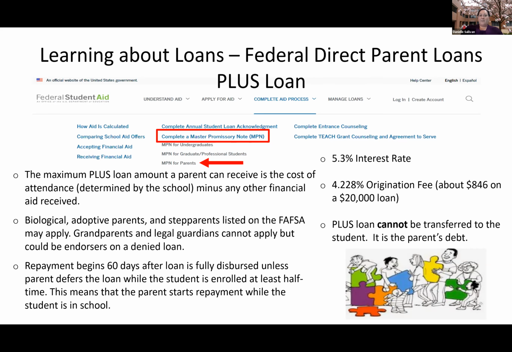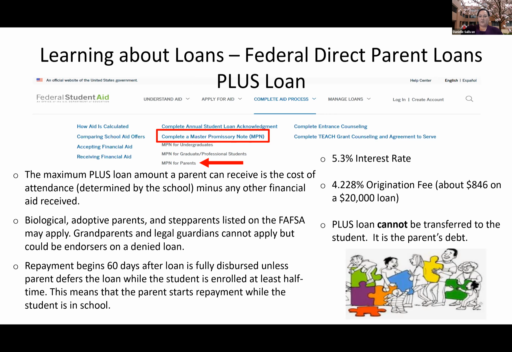So who can borrow? Only biological or adoptive parents or step parents listed on the FAFSA. A step parent who is not on the FAFSA cannot borrow a parent loan, and also a grandparent, aunt, uncle, or kid brother cannot do a parent loan either unless they are your biological or adoptive parents.